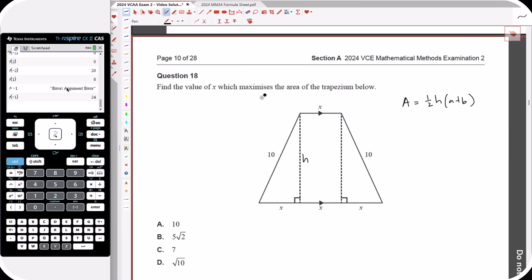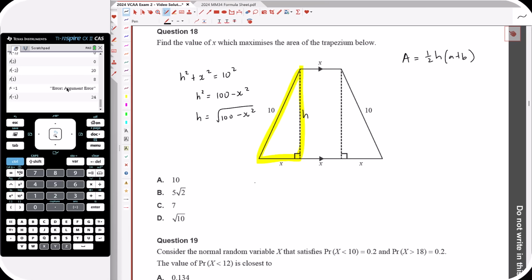Now we've got a nice right-angled triangle happening here. And so we can use Pythagoras in that triangle. We know h squared plus x squared equals 10 squared. So that is h squared equals 100 minus x squared. And so h is the square root of 100 minus x squared.